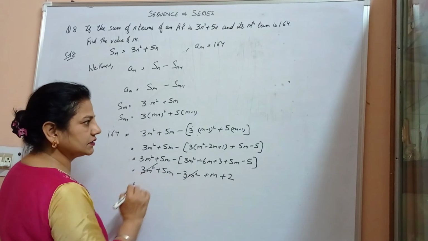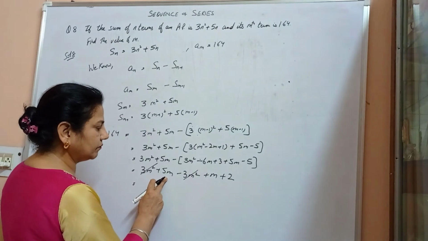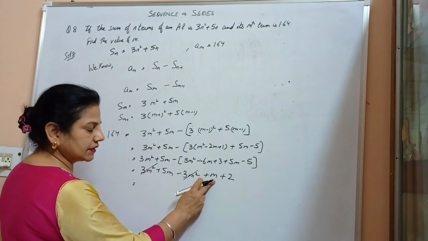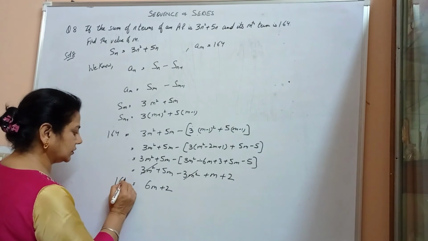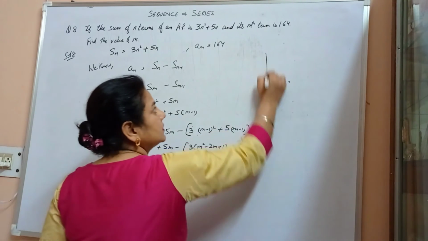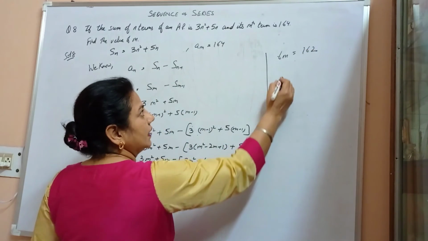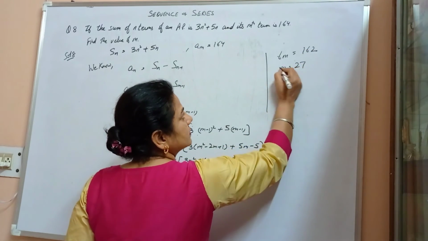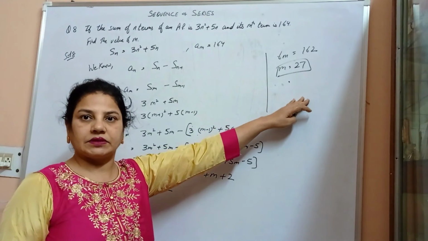3m square minus 3m square will cancel out. Again 5m plus m is 6m plus 2 is equal to 164. This implies 6m is equal to 162 and m is equal to 27. We have to calculate the value of m. So the value of m is 27.